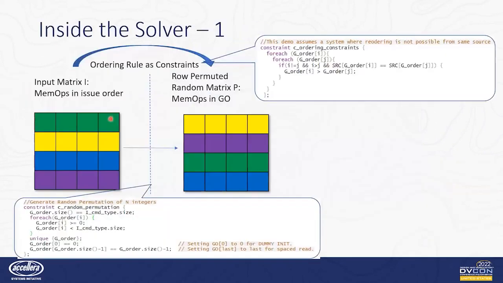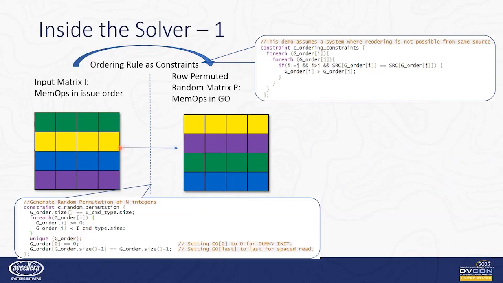Let me now try to explain at a high level how the solver would determine whether there exists a global order subject to all the ordering rules or not. To do that, the solver will take an input matrix I, where each row of this matrix is a memo, and the rows are in issue order. And then it generates a unique permutation of n integers called G order using the code here.